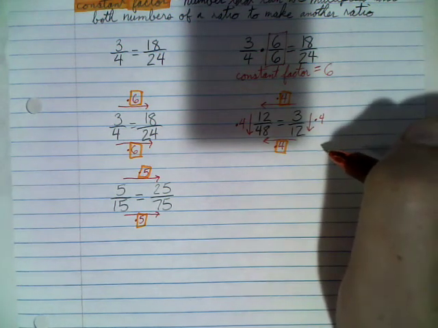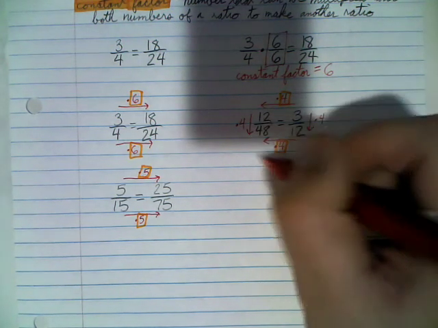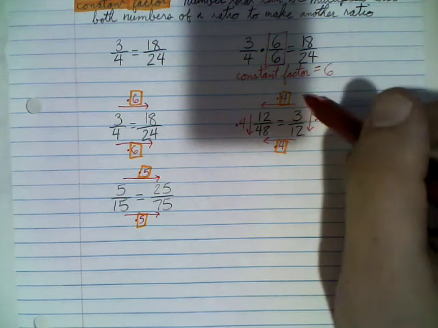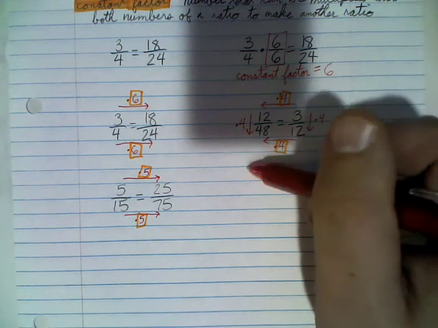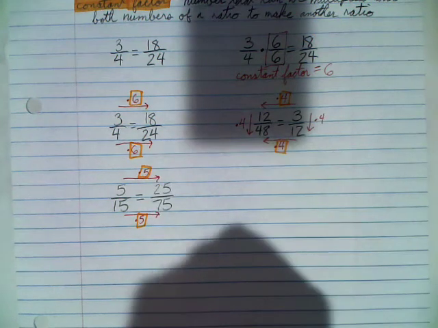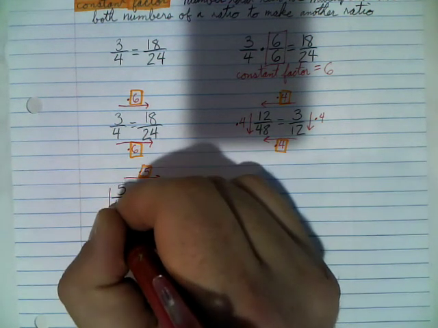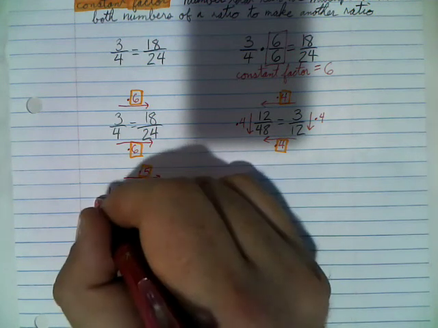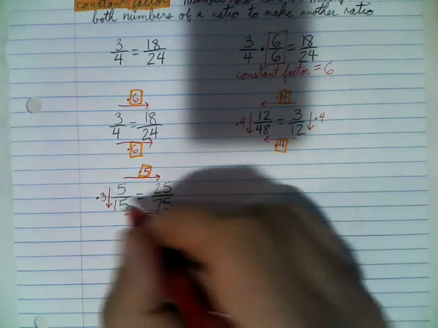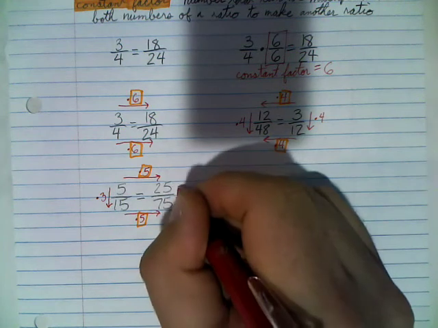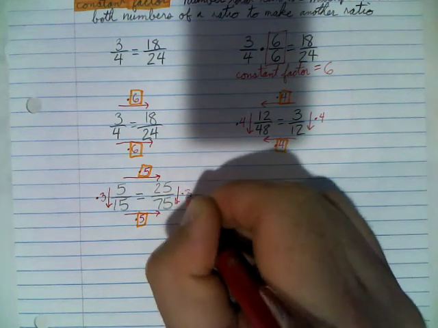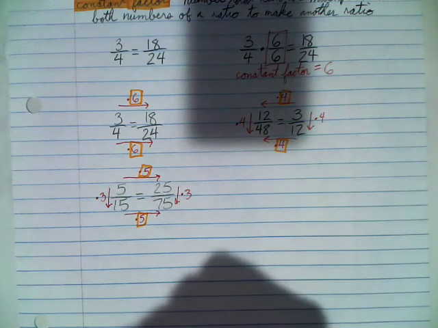Now here's the question though. Will they always be the same all the way around the proportion? Will it be 4 left and right and 4 up and down? Well, if we turn to this example here, we're going to find out it's not. Because here, if we go down, 5 times 3 is 15. 25 times 3 is 75.